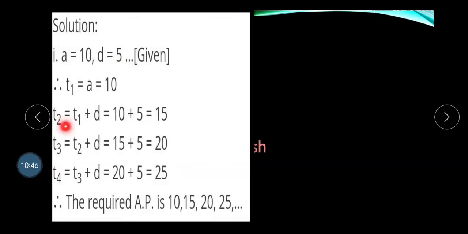So we get 15. The next step, T3, that is the third term, we will get by adding the previous term plus the difference. So T2 plus D equals 15 plus 5 equals 20. T4 equals T3 plus D equals 20 plus 5 equals 25. Therefore, the required AP is 10, 15, 20, 25.